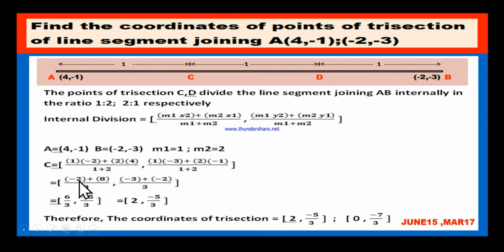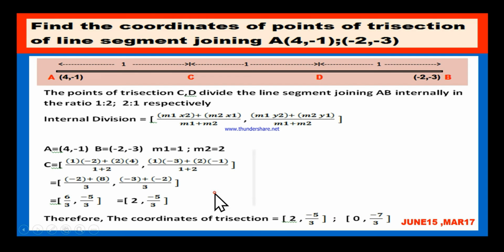1 into minus 2 is minus 2, plus 2 4s are 8, divided by 1 plus 2 is 3. 1 into minus 3 is minus 3, plus 2 into minus 1 is minus 2, divided by 1 plus 2 is 3. Minus 2 plus 8 is 6 by 3. Minus 3 minus 2 is minus 5 by 3. 3 into 6 goes 2 times, and this is minus 5 by 3 only. Therefore, the coordinates of point C are 2, minus 5 by 3.